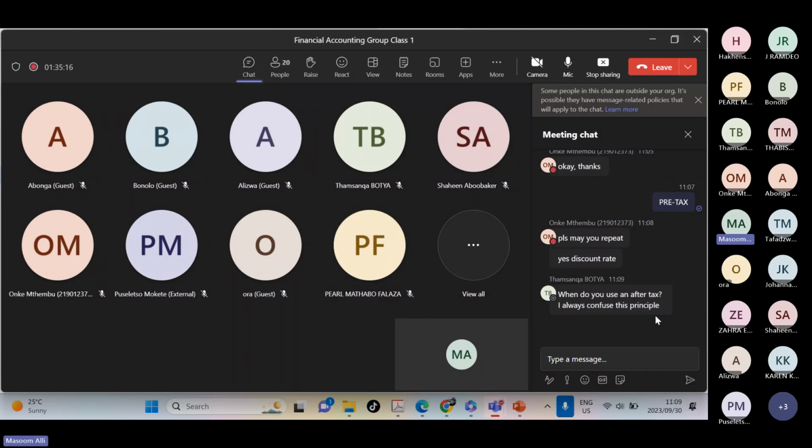Remember, your pre-tax rates will always be more than your after-tax rates. So if you do your calculation and you've gotten a lower amount, you know you've done something wrong. When do you use an after-tax rate? After-tax is more in terms of your management accounting when you're looking at WACC and financing. It's not really for financial accounting. So I think you're confusing management accounting and financial accounting right now.